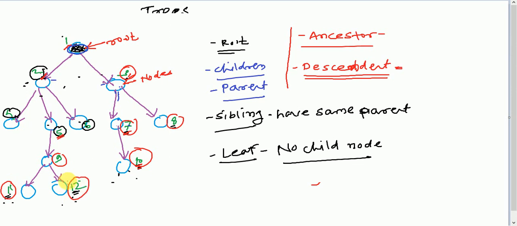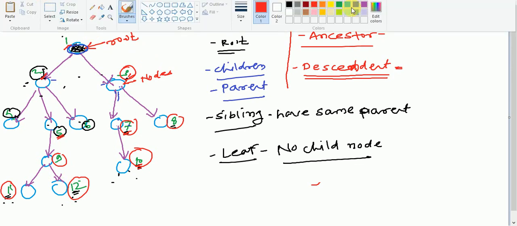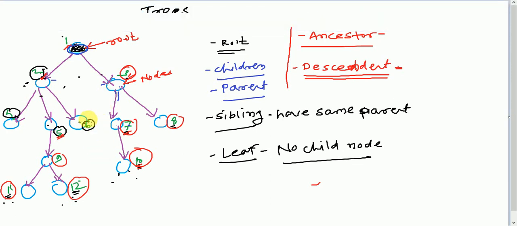Okay. Now next is cousins. Cousins are those who have the same grandparent. Like say here node 6 and node 7. Okay, they have the same grandparent, node 1.